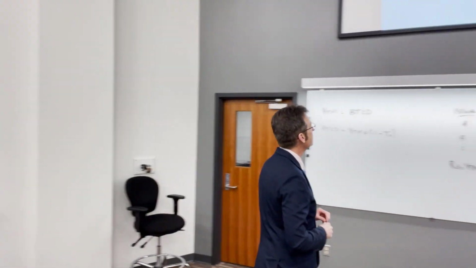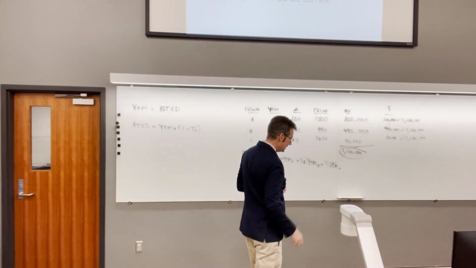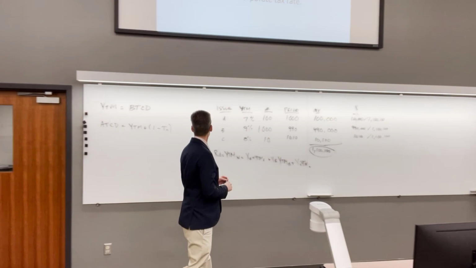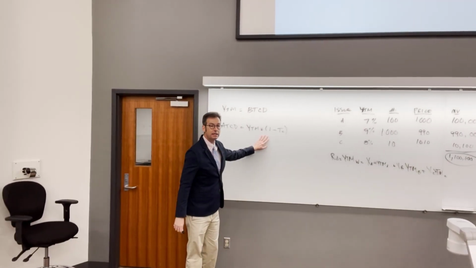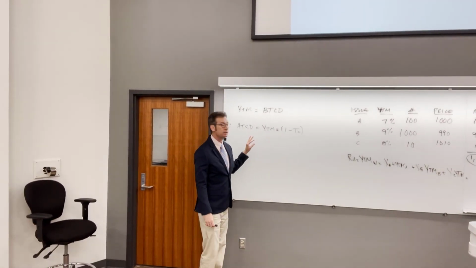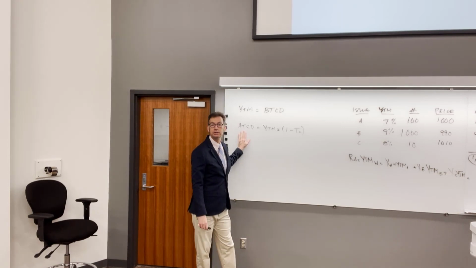Now let's talk about down here on the end of this debt term, we've got 1 minus T sub C. And it all comes back to this. When we're doing the cost of capital for the firm, we are only considering the after-tax cost of debt.